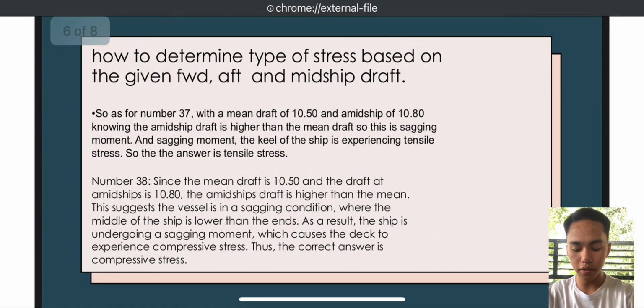And number 38, since the mean draft is 10.50 and the draft at the midship is 10.80, the midship draft is higher than the mean. This suggests that the vessel is in a sagging condition, where the middle of the ship is lower than the ends. As a result, the ship is undergoing a sagging moment, which causes the deck to experience compressive stress. Thus, the correct answer is compressive stress.